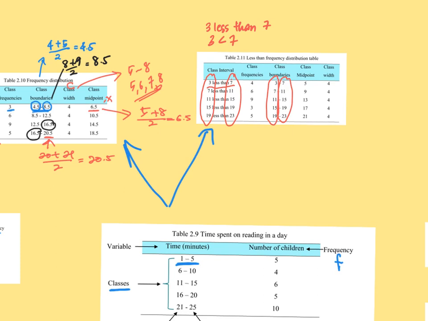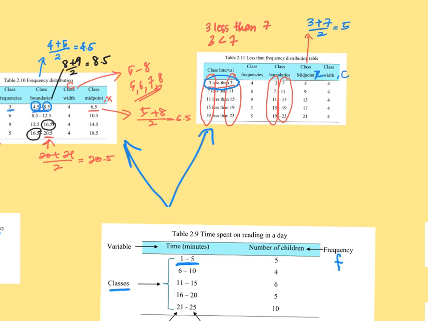But for class midpoint, what is the formula? Can you guess it? It is actually the same as the previous one. Let's say the first one is 3 less than 7. So 3 plus 7 divided by 2, you are going to get 5. So the class midpoint is 5. And then for the class width, the symbol for class midpoint is actually X. The class width is also called the class size, C.